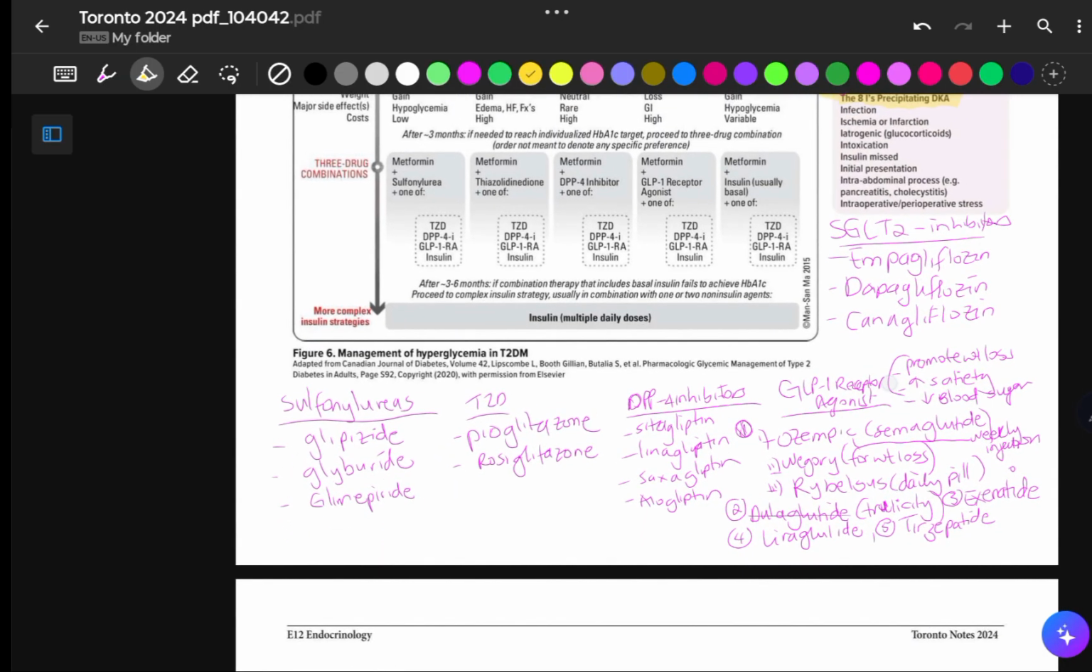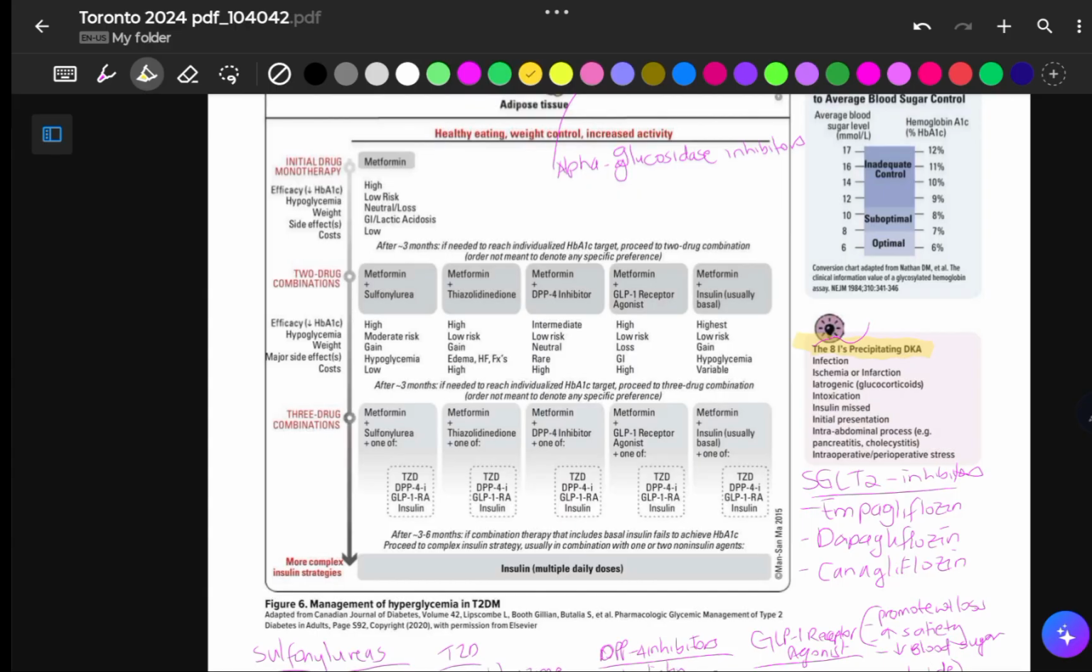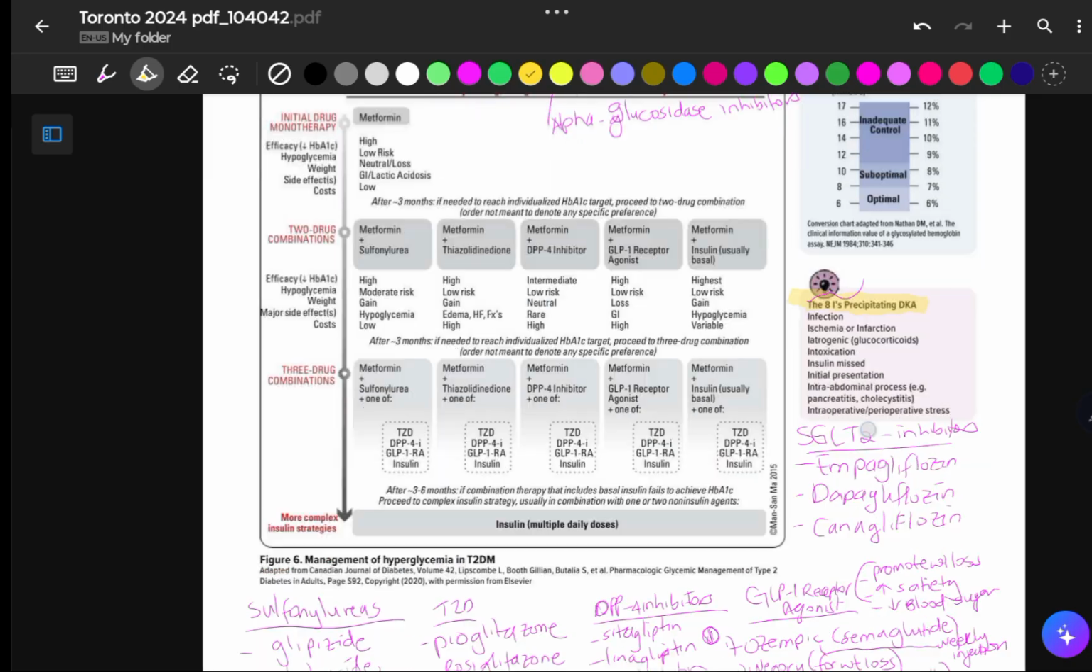The next combination is your metformin and your DPP4 inhibitors. Examples of your DPP4 inhibitors are your sitagliptin, your linagliptin, your saxagliptin, alogliptin. So all of them are gliptins. All right. So these are examples of your DPP4 inhibitors. So it's really not that effective in decreasing the HbA1c as others, but you have low risk of hypoglycemia, unlikely to have weight gain, and really has low major side effects. Okay, but it's costly.